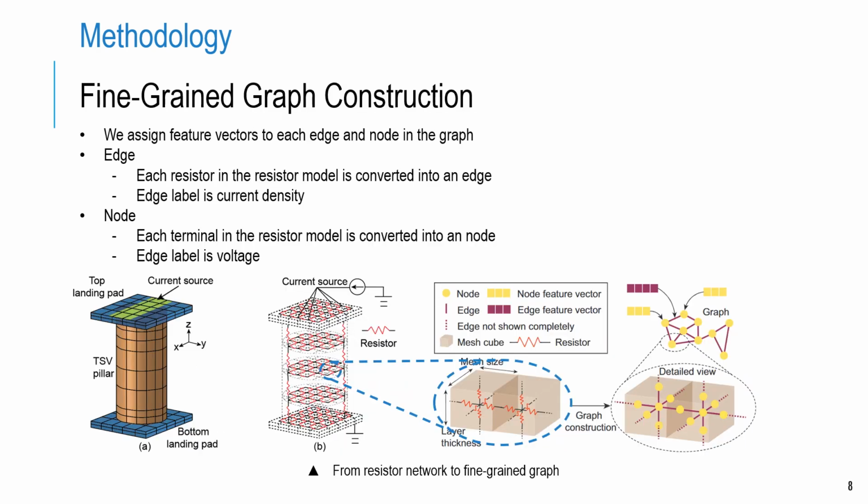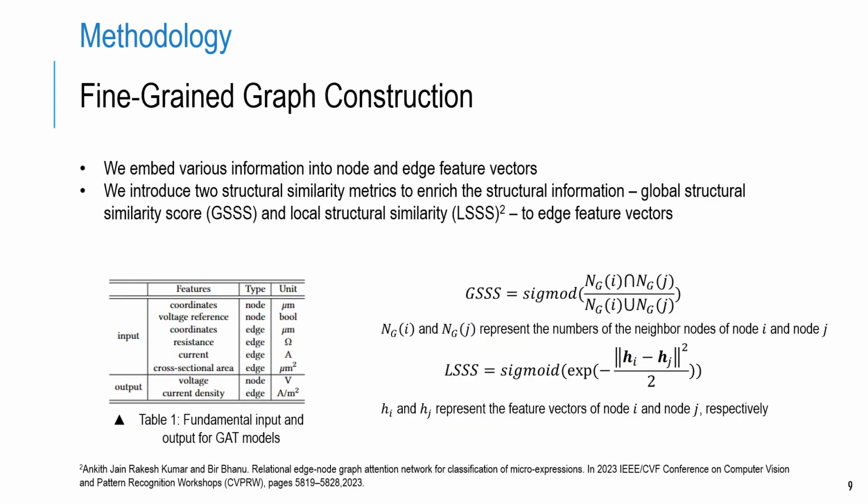To construct fine-grained graphs, we segment the TSV and landing path into a 3D mesh cube network based on the TSV resistor model method. We then represent the structure as a graph, where resistors are converted into edges and their terminals into nodes. Therefore, edge labels correspond to current density, while node labels represent voltage. Each node and edge are assigned a feature vector containing rich structural and electrical information.